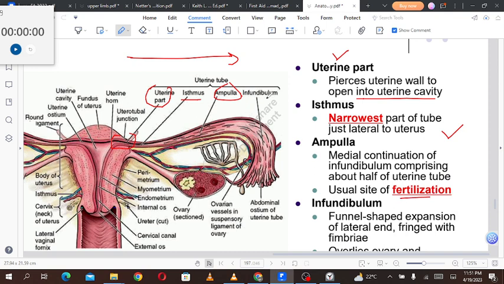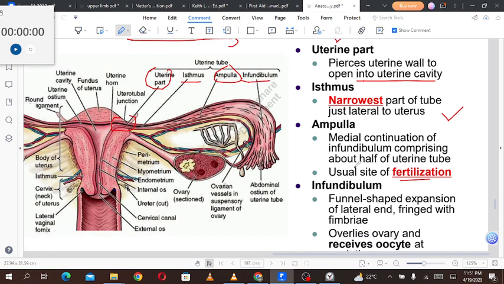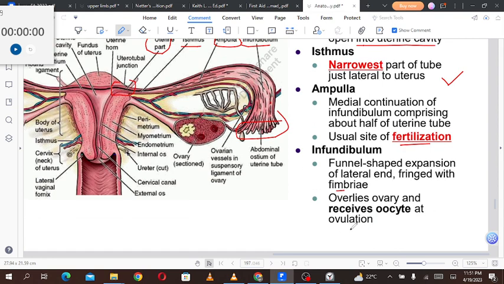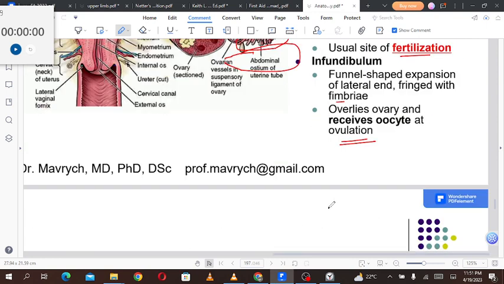Then we'll talk about the infundibulum, like this part over here. It is a funnel-shaped expansion of the lateral end fringed with fimbriae, these finger-like projections. It overlies the ovary and receives the oocyte at ovulation. So it overlies the ovary, just like over here. The infundibulum along with the fimbriae is present just over the ovary and it receives the oocyte at ovulation.